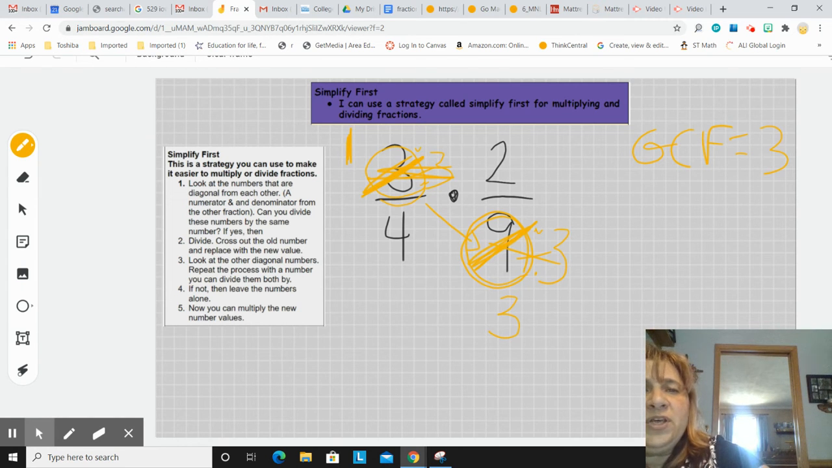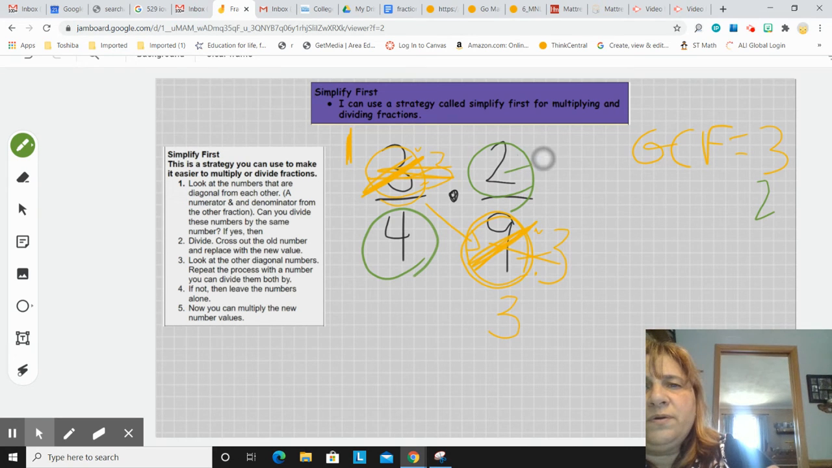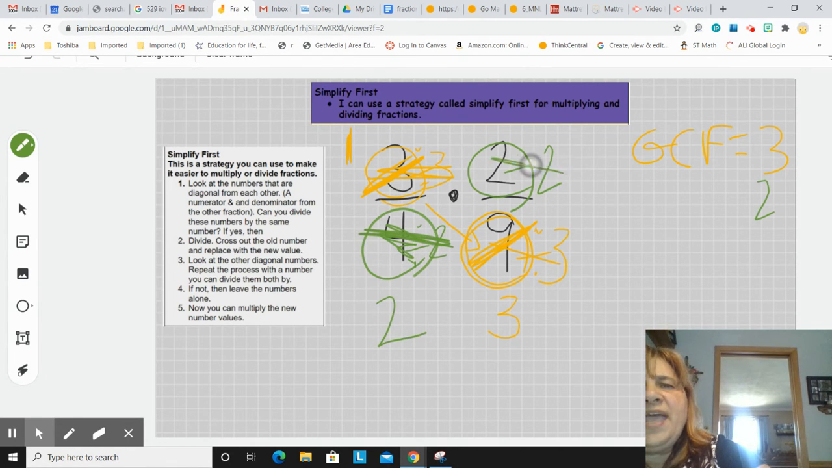Now I'm going to look at the other two numbers. Let's take a look at the other two diagonals, the 2 and the 4. Do they share a common factor that I can simplify? Well, the answer is yes. Their greatest common factor is going to be a 2. So I'm going to divide 2 by 2, and I'm going to divide 4 by 2. And when I do that, the 4 becomes a 2. See how I'm crossing out the original one so I don't get confused? I'm going to change it to a 2. Then I have 2 divided by 2, and I get a 1. So this becomes a 1 also.